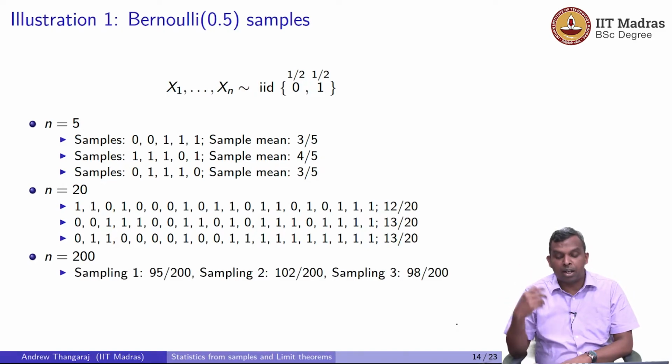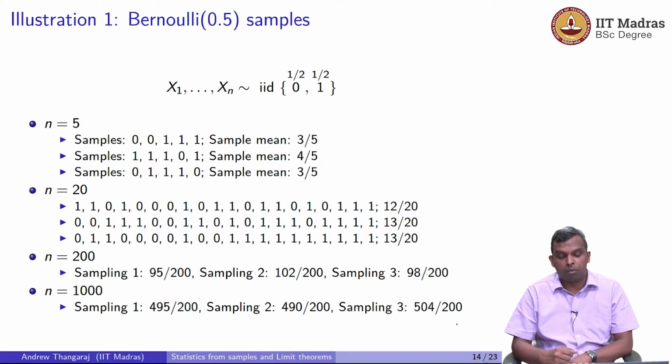In the first sampling, I got 95 by 100. Second sampling, I got 102 by 200. So third sampling, I got 98 by 200. So this is what will happen. Different times you sample, you will keep getting different sample means. N equals 1000. Look at that.